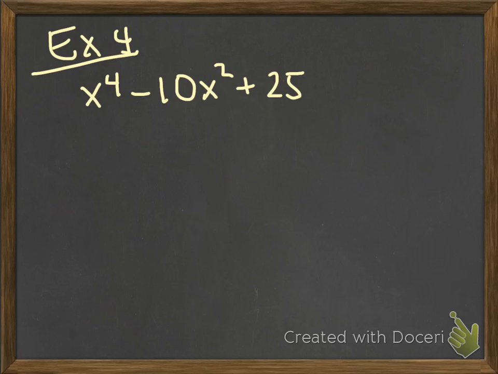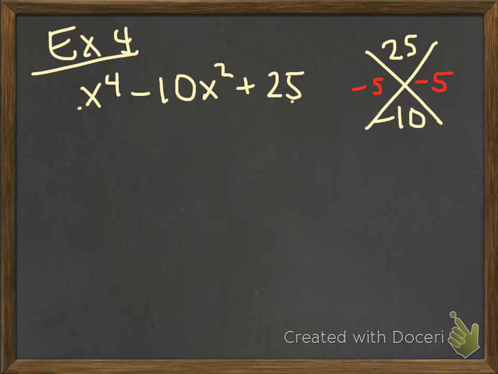Okay, example 4, x to the 4th minus 10x squared plus 25. I check to see if there's a greatest common factor. There isn't. I see that it's 3 terms, and there's not a number in front of the x to the 4th, so I can do a diamond for this one. First number times last number is 25. Negative 10, the middle number, goes in the bottom. Two numbers that multiply to 25 and add up to negative 10 are negative 5 and negative 5.